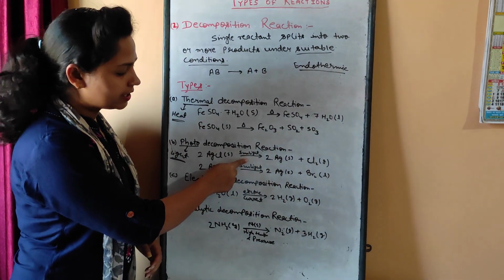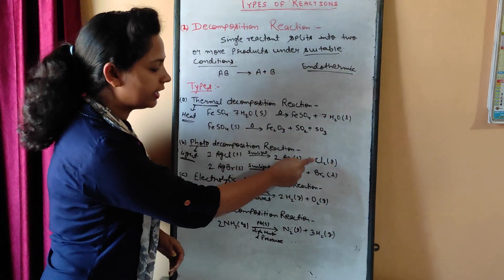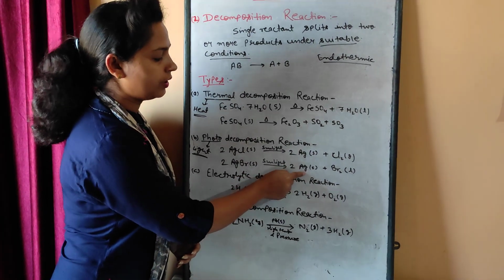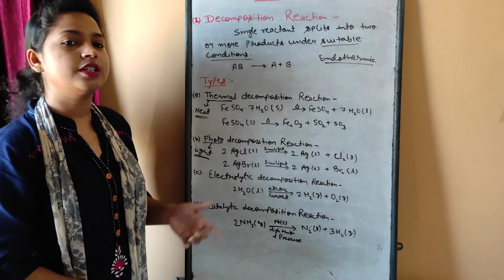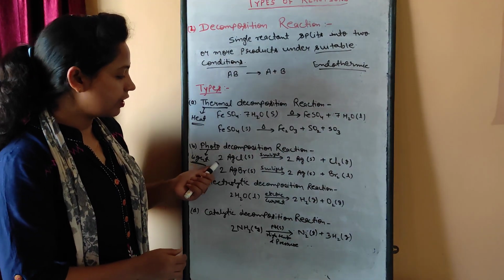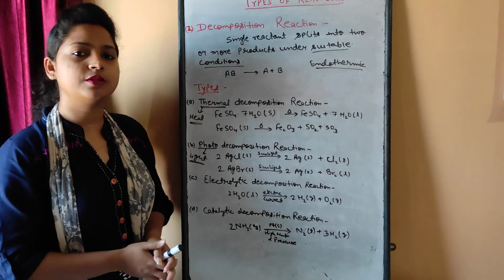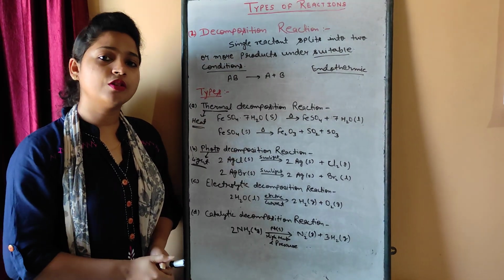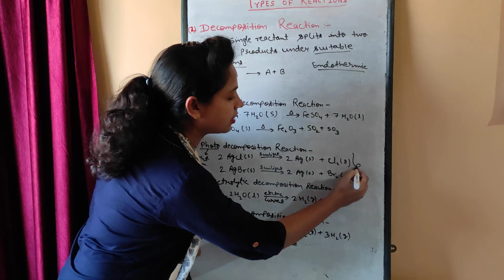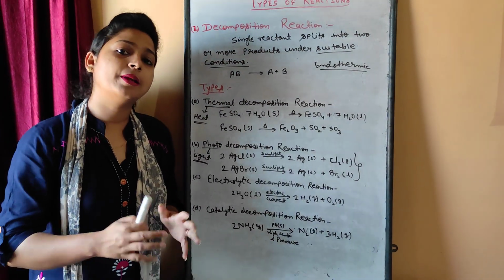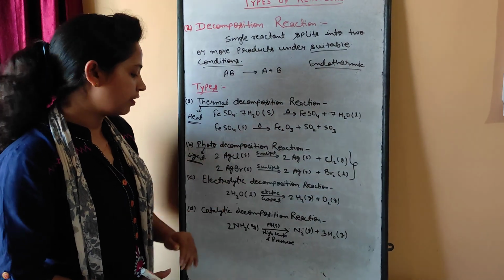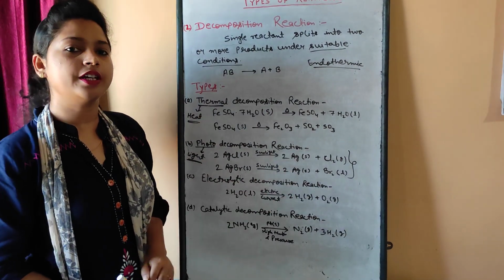Now here are several examples. 2AgCl in the presence of sunlight splits into Ag and Cl2. Similarly, AgBr in the presence of sunlight breaks into Ag and Br2. Now these reactions are very important from your board examination point of view, because this question is asked many times in your board examination, and it is also a question in your NCERT exercise. These two reactions are important because earlier they were used in black and white photography. Clear?